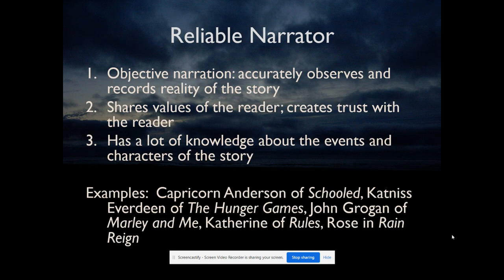If you have a reliable narrator, they're going to accurately observe and record the reality of the story from the narrator's point of view. They're going to share values with the reader and create trust with the reader. The narrator is going to have a lot of knowledge about the events and characters of the story. So these are just a couple of examples of books that have reliable narrators.